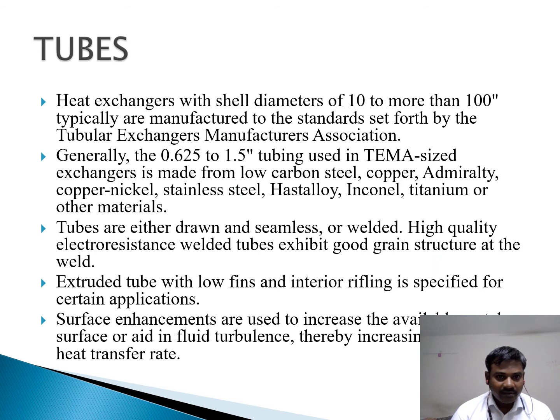And this is the general tube lengths and shell diameters. So heat exchangers with shell diameters of 10 to more than 100 inch are typically manufactured by standards we call TEMA. TEMA means, as you all know, Tubular Exchangers Manufacturers Association. Based upon this only, we can decide the length and the diameter of the tube. Generally we will be using 0.65 to 1.5 inch.